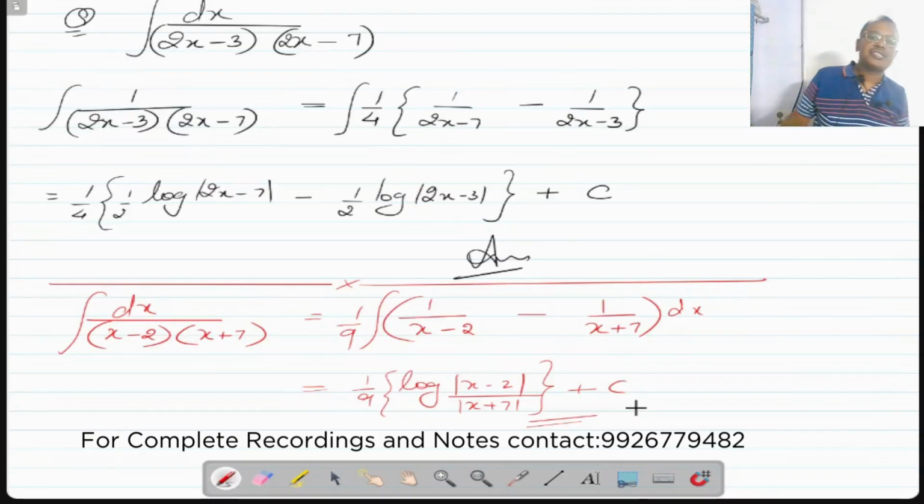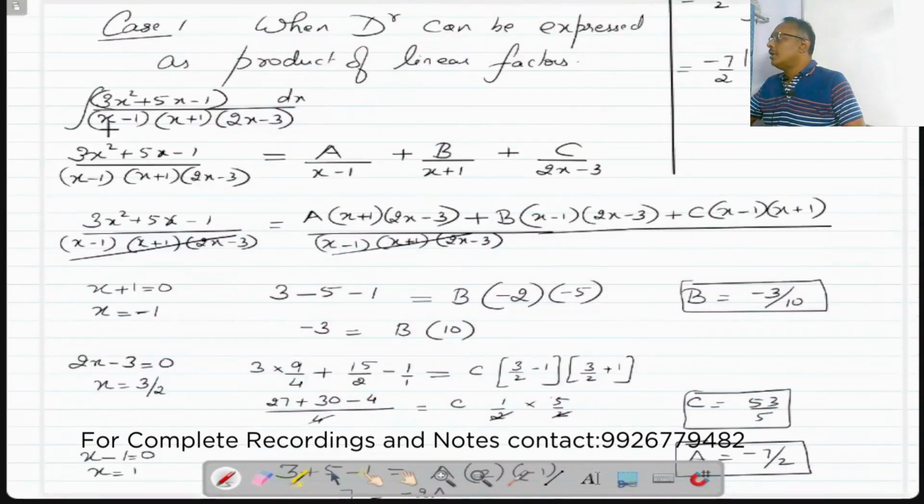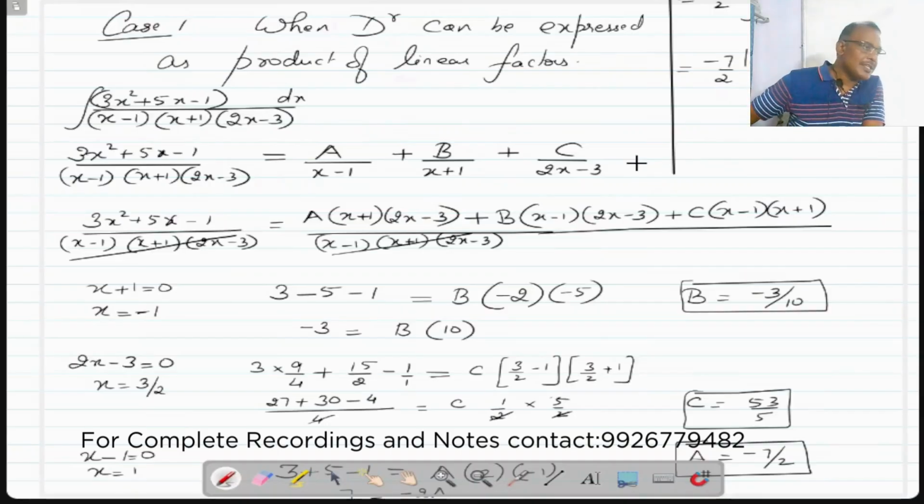We had done this as case 0 because this was actually not a case of partial fraction, so that's why I called it the 0th case. The first case said that whenever you have fractions which are in linear forms and degree of denominator is more, then you can write it as a upon x minus 1, b upon x plus 1, c upon 2x minus 3, and then find the value of a, b, c.